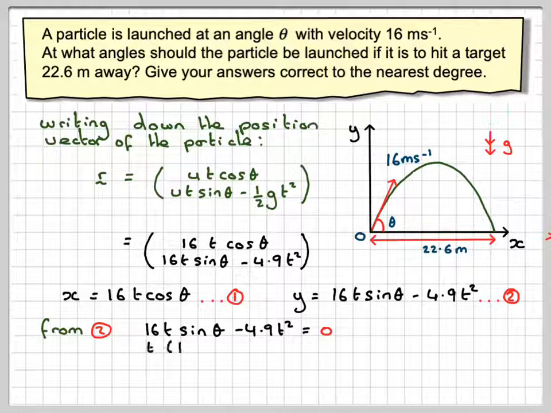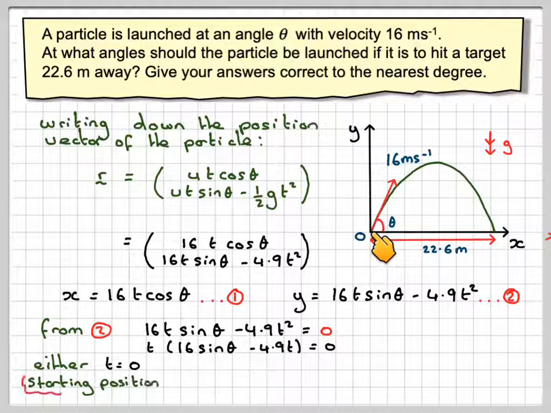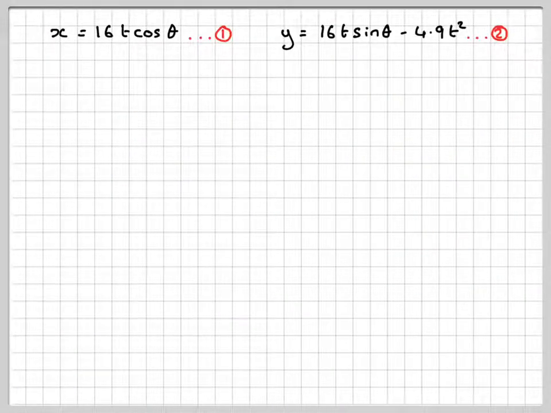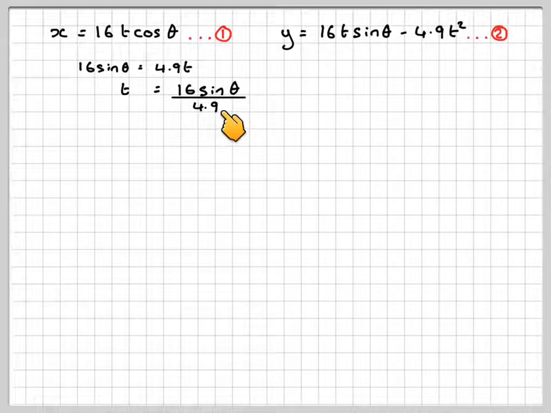Now, if we factorise out, we get t times (16 sine theta minus 4.9 t) is equal to 0. We can ignore the t equals 0 solution, because this is the time where it started from, the initial position. So then 16 sine theta minus 4.9 t is equal to 0. Now we can make t the subject, so 16 sine theta is equal to 4.9 t, which gives that t is 16 sine theta over 4.9.